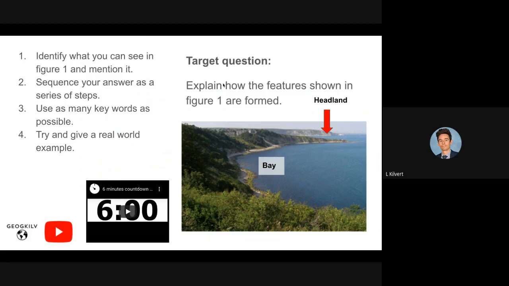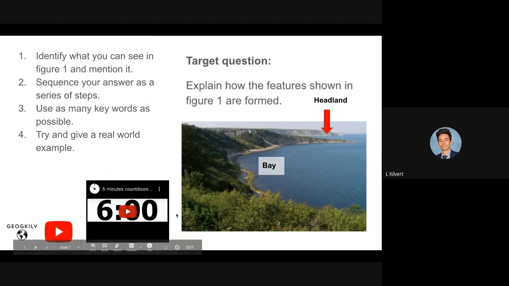So if I look at the question, my command word is explain. That tells me that I need to be able to give reasons, which comes into that sequence of steps. It asks me to explain how the features, which is what I would underline, our headlands and our bay, are formed within figure 1. So I've got to make explicit reference to figure 1 within my answer.